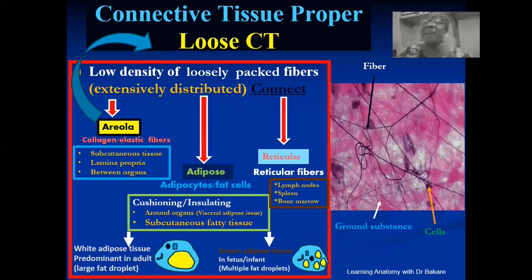And we already know our background or presentation of a loose connective tissue, which means that it has low density of loosely packed fibers. But you see that the different subdivisions that come under the loose connective tissue are as a result of the distinct presentation that they also present.